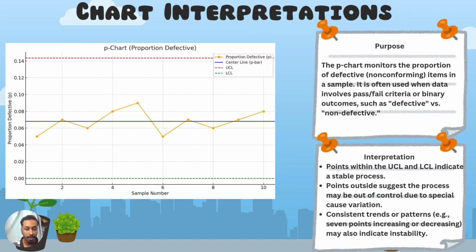As we see in the chart, the interpretation: points between UCL and LCL indicate a stable process. Next, points outside the limits suggest the process may be out of control due to special cause variation. The third is consistent trends or patterns. As you see, 7 points increasing or decreasing may also indicate instability.